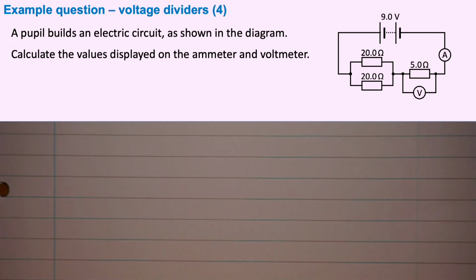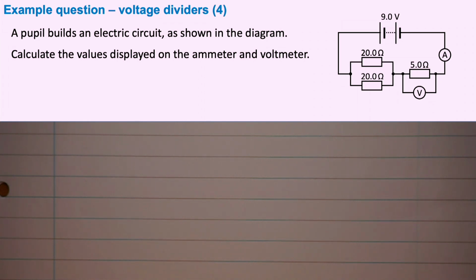So voltage divider number 4. Now that's a strange circuit there because we've got not just a 5 ohm resistor there on the right hand side, we also have some parallel branch. So it says a pupil builds an electric circuit as shown in the diagram. Calculate the values displayed on the ammeter and the voltmeter. Now, I guess the first thing to do is to work out that current.